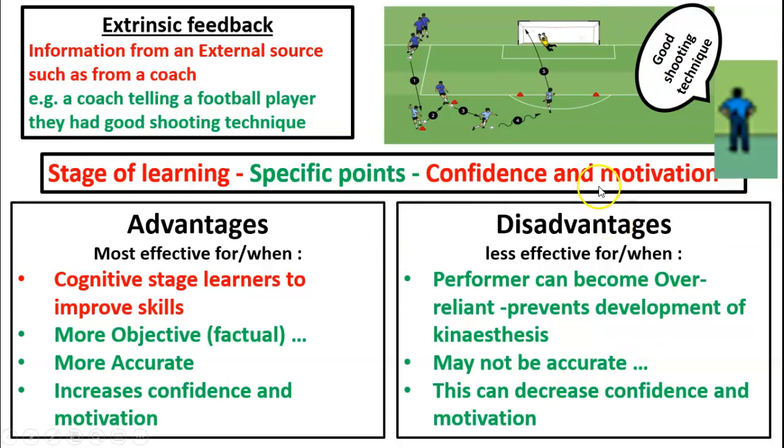I will talk through in lessons how we can remember this, but ultimately you have got a process: stage of learning, justify it with some specific points, and then link it to confidence and motivation. It works beautifully for extrinsic feedback, really nice, as long as you can get that specific stuff and then add it to confidence, motivation, and stage of learning. Okay, good notes please, thanks very much.